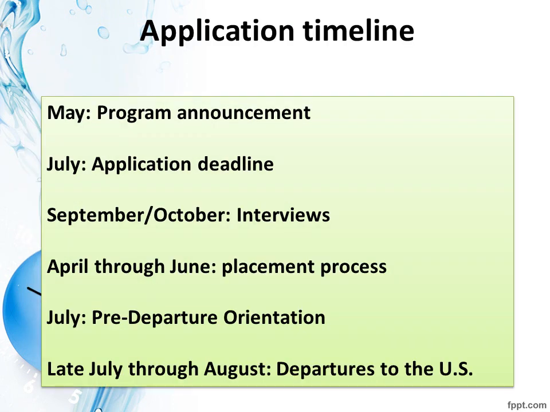Many people ask this question: they say, with corona now, I'm not going to travel to USA. You are not going to travel this year if you get accepted, by the way. So your program announcement is now in May. July application deadline. September, October interviews. April through June placement process. We choose which university you are going to be appointed to and you receive your terms of appointment.